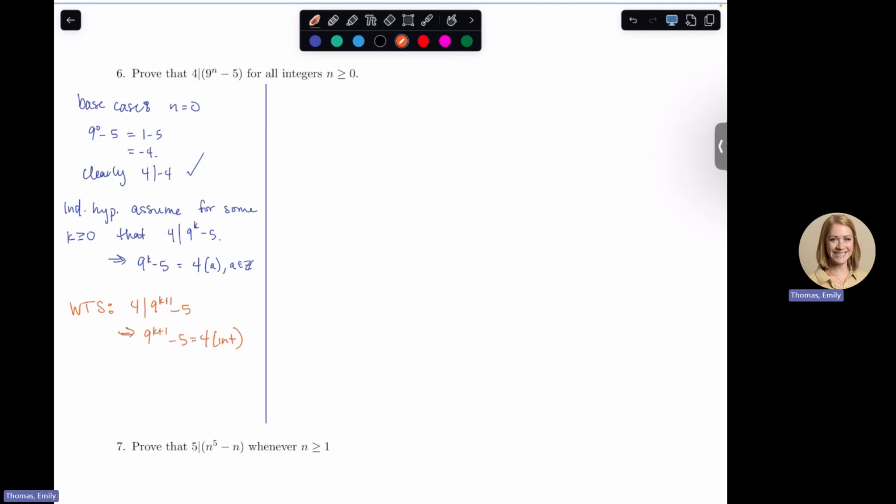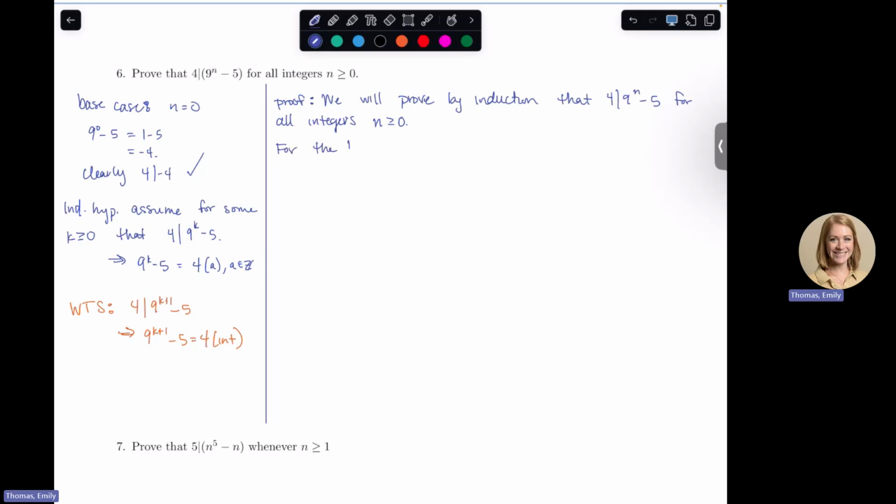Yes? Okay. I'm going to start writing a proof and then see when I need my scratch work back, okay? Are you guys okay with that? Yeah. Alrighty. We will prove by induction that 4 divides 9 to the n, I'm so sorry. That was going to get a whole lot easier. 9 to the n minus 5 for all integers n greater than or equal to 0.